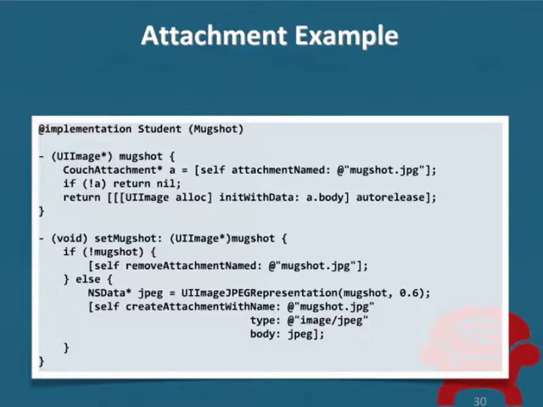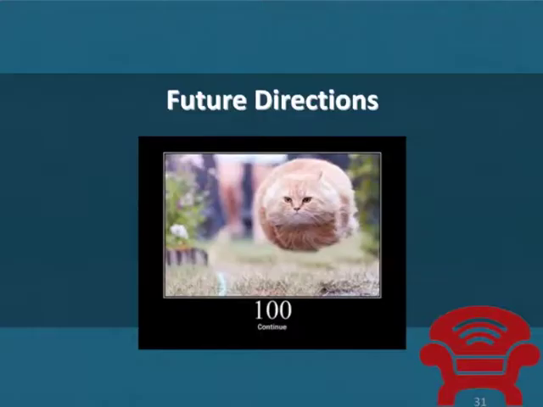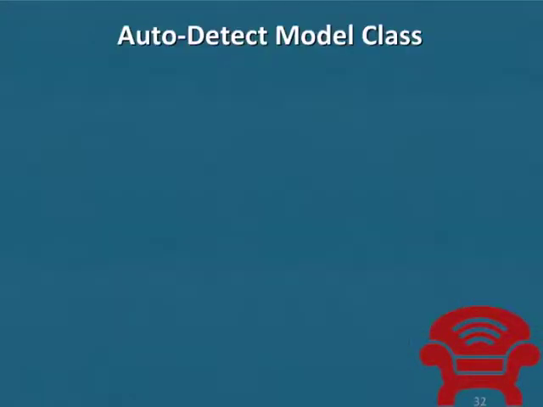So what might be happening in the future? I think this is already pretty cool, and it does a lot of useful stuff, but there's always more things that you can do. One thing that would be nice is if there were a better way of telling the modeling system which model class you want to use for which document.